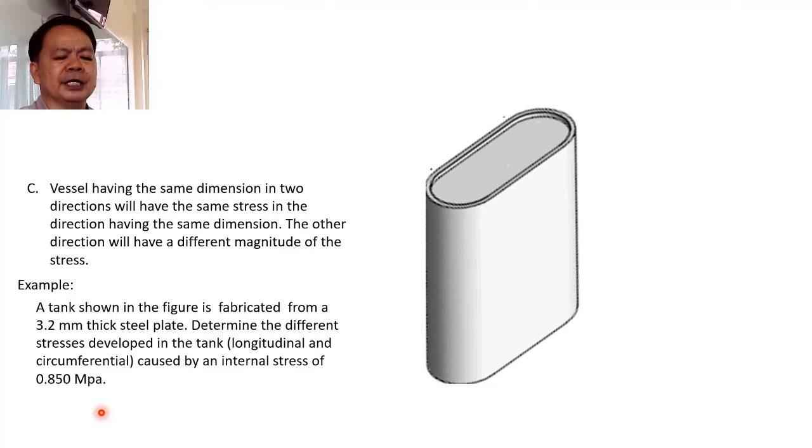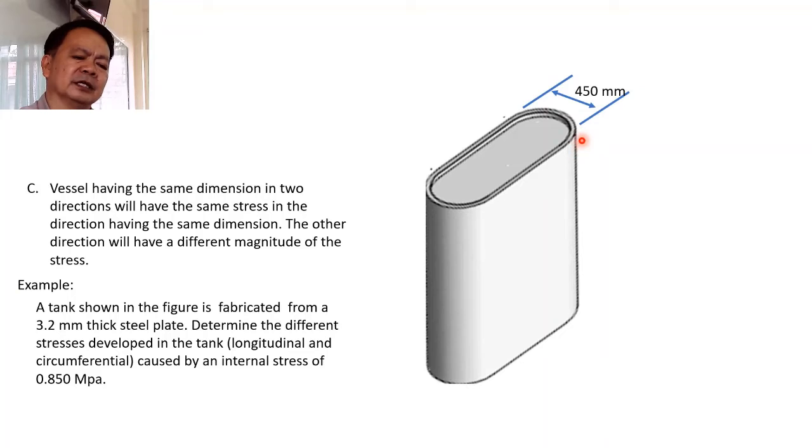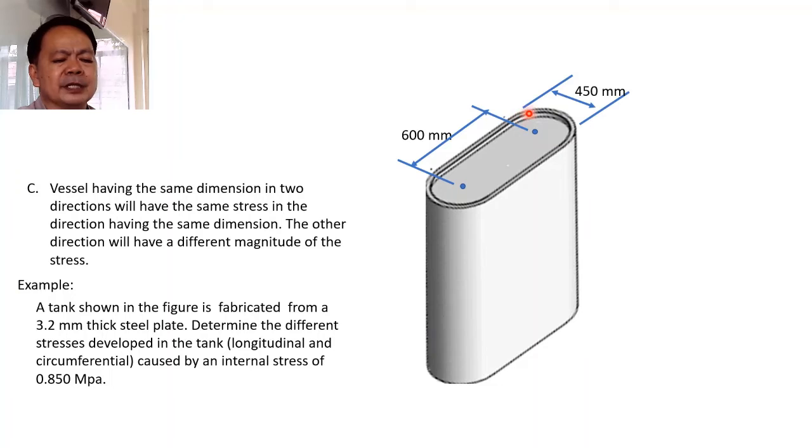Now here is our tank. The tank has the following dimensions. The thickness of that cylinder, the tank is 450 millimeter. It is composed of a rectangle that has a length of 600 millimeter, and this is actually in the form of a semicircle. Semicircle yung part na yan. Kaya kung titignan natin yan, binubuo siya ng rectangle and dalawang semicircle on both ends of the rectangle. The length of the tank is not identified, not given.